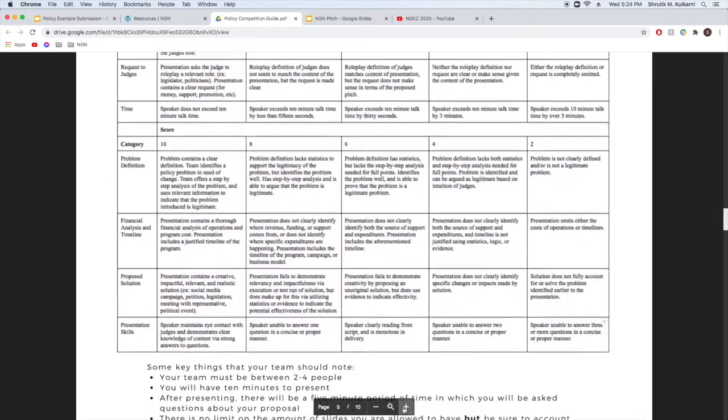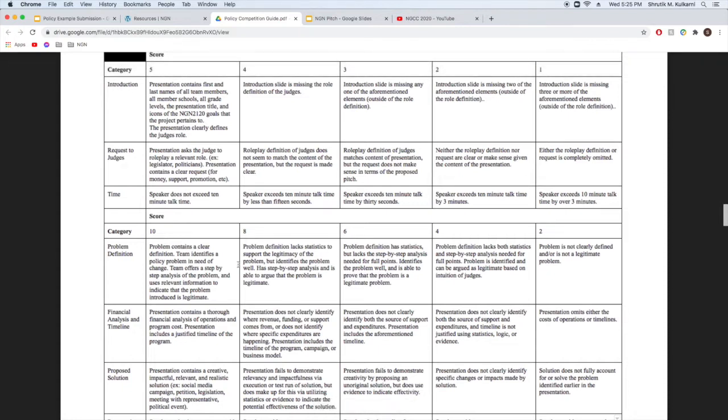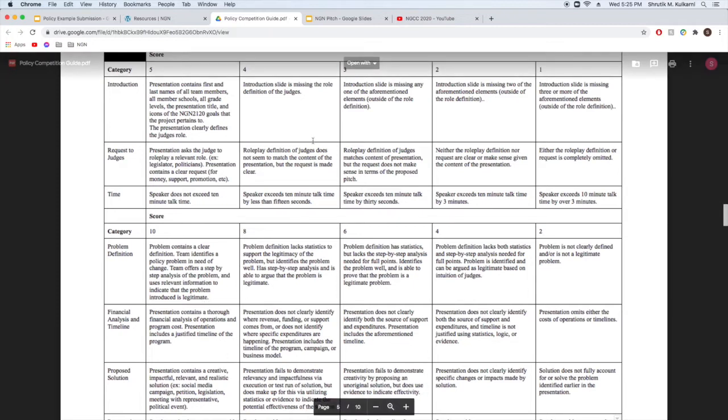So I'm going to zoom in a little bit just so you guys can see it a little better. But the main things, at least content-wise, that you're going to want to be looking at is the introduction, the request to judges, the problem definition, financial analysis and timeline, and the proposed solution. So obviously, there's a lot in each of these. So I'm going to just break it down step by step using a real example. So first things first is the introduction.